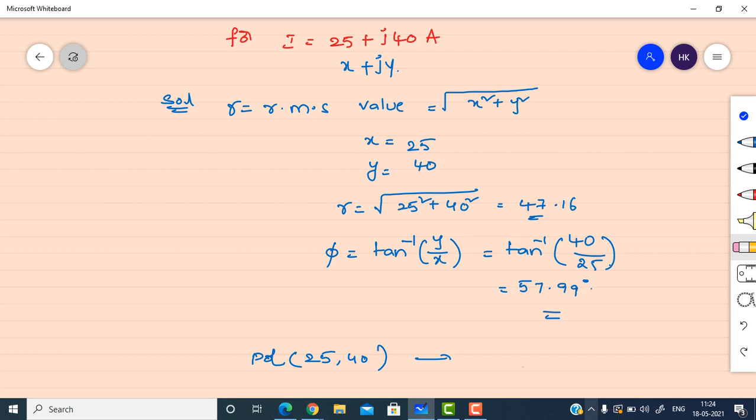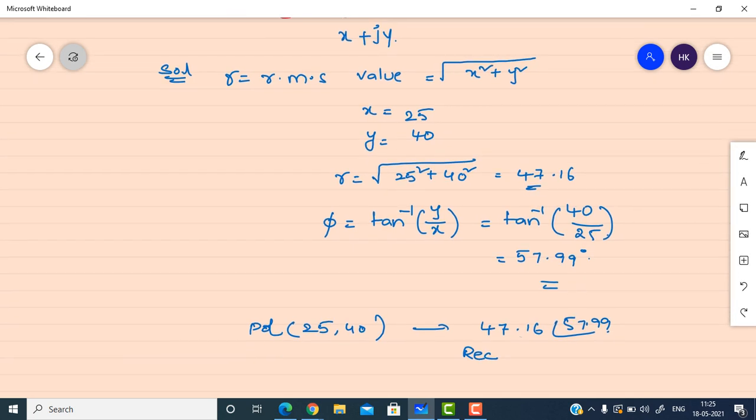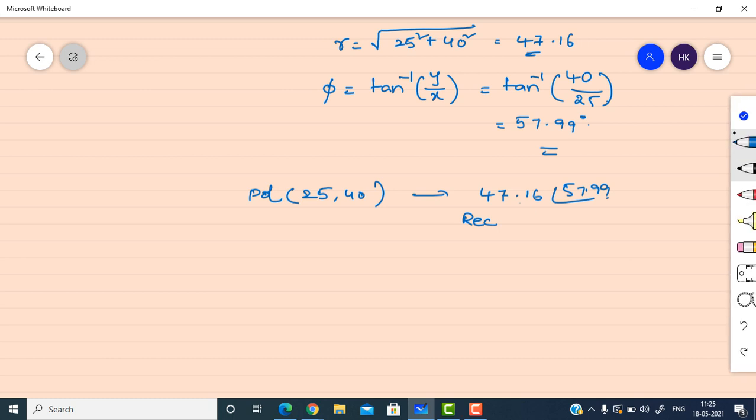Suppose polar to rectangular, we have this polar form: 47.16 at an angle 57.9. Now convert this polar into rectangular using the same method. We need rectangular now. Then what do you have to press? Shift minus. Then it will open rectangular braces. Yes, 24.99 means 25.